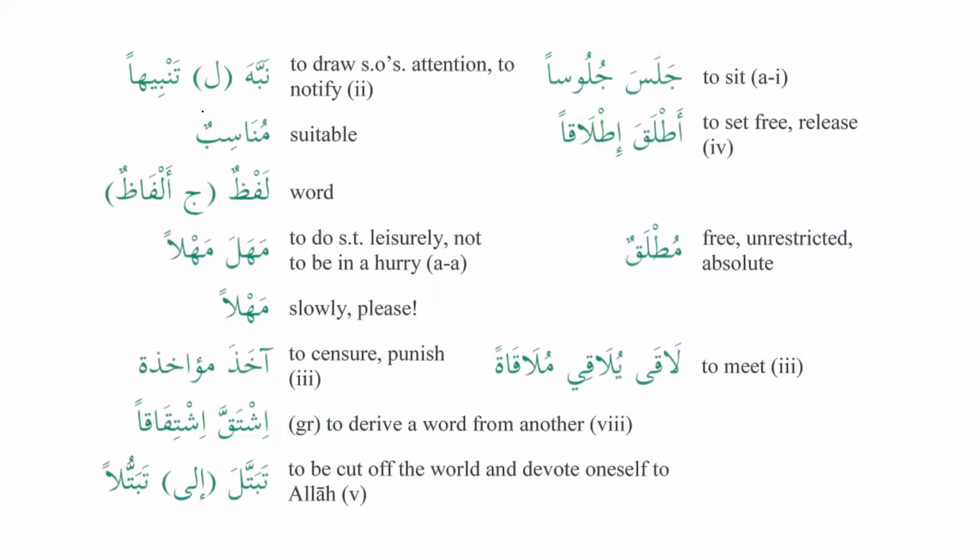Then we have nabbaha yunabbihu tanbihan, to draw someone's attention, to notify, or to give warning as well. Jalasa yajlisu julusan, to sit. Munasibun, suitable. Nasaba yunasibu munasibatan fahuwa munasibun, something that is suitable. So whenever you see a word, try to go to the depth and try to do the conjugation. Atlaka yutliqu itlaqan, from number 4, very common. Lafdhun, and the plural is alfadhun, word. Then we have mahala yamhalu mahalan, to do something leisurely or slowly, not in a hurry.